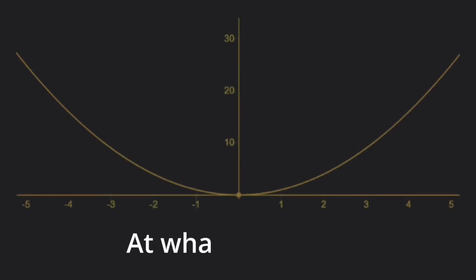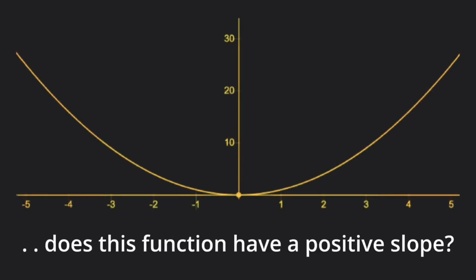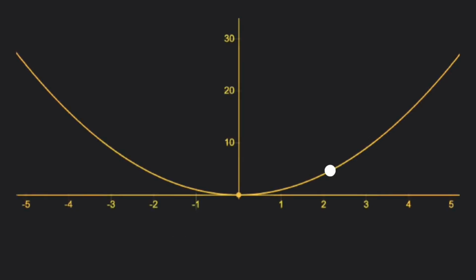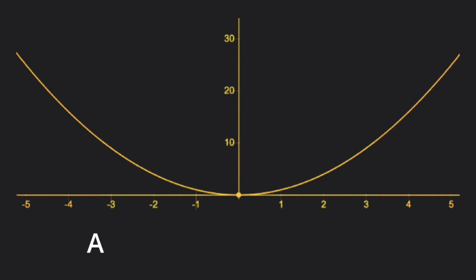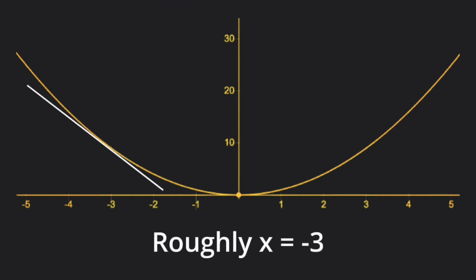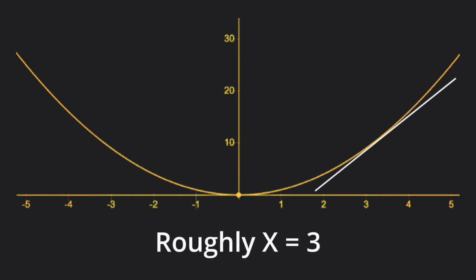Question 3. At what value of x does this function have a positive slope? Understanding basic calculus is important for gradient descent, the algorithm behind training. We can look at a line tangent to the function at 3 points: x less than 0, x equal to 0, and x greater than 0.